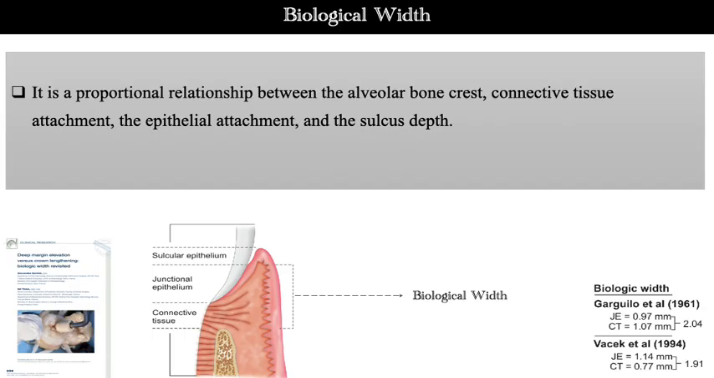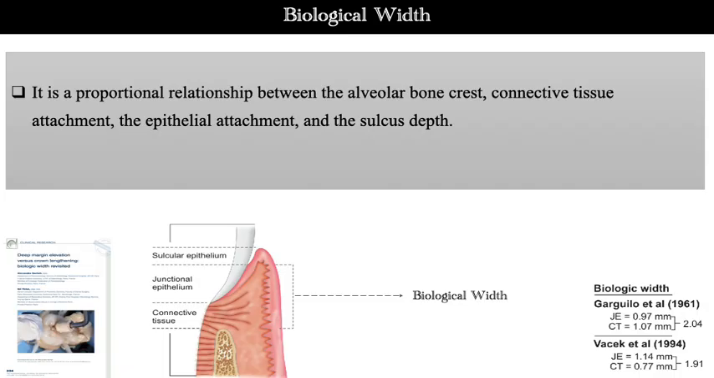Again, a lot of studies in the early 60s said that the junctional epithelium is less compared with the connective tissue. However, the studies published after 1994 said the junctional epithelium is more compared with that of the connective tissue. Now, this is one school of thought.